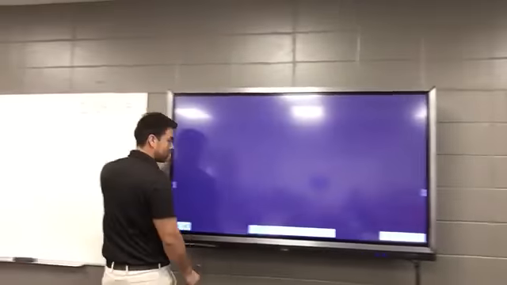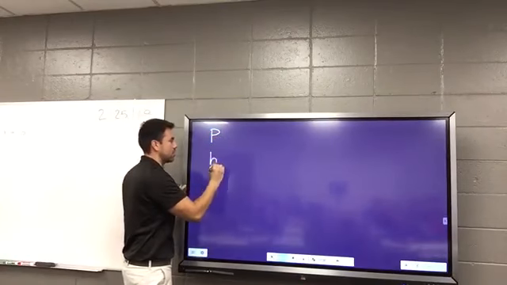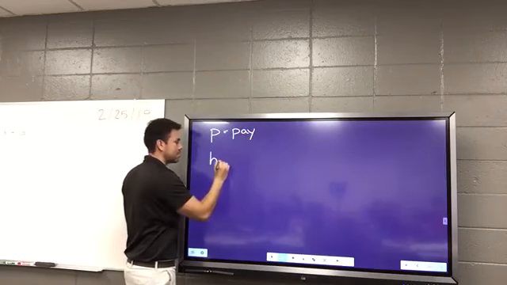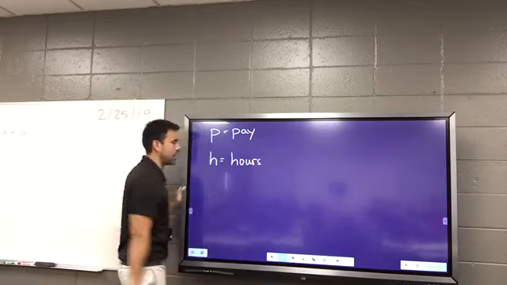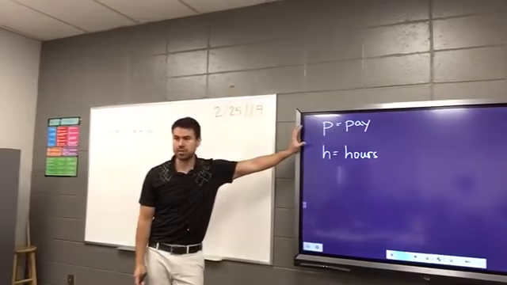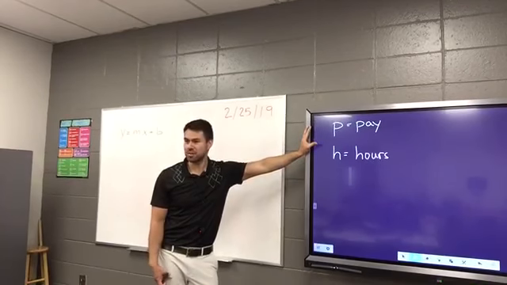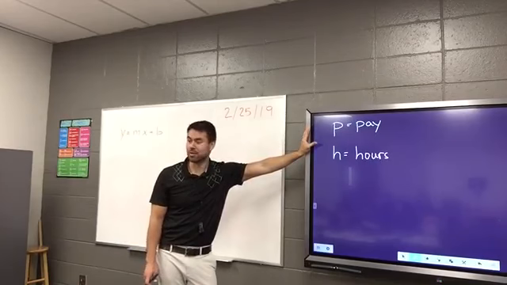What are the two variables they gave me? P and H, right? What does P stand for? His pay. What does H stand for? The hours worked. Okay, those are my two variables. Do you guys notice that they're not X and Y? It's okay, it's allowed to do that, by the way.